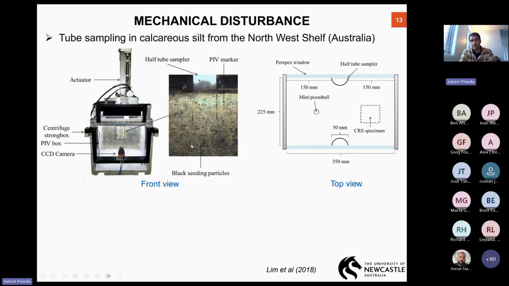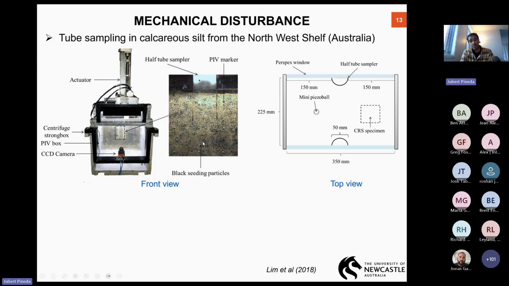We have also done a little bit of quantitative analysis. In one of the PhDs I have supervised, in collaboration with the University of Western Australia, we used the centrifuge strong box that you can see at the left-hand side in order to see through the soil and through the sampler during the penetration of a standard Shelby tube into the ground. In this case, we tested a calcareous silt from the northwest shelf.